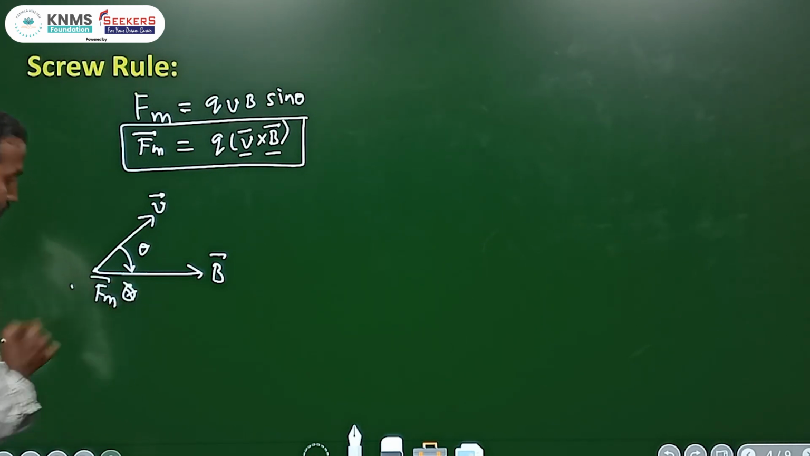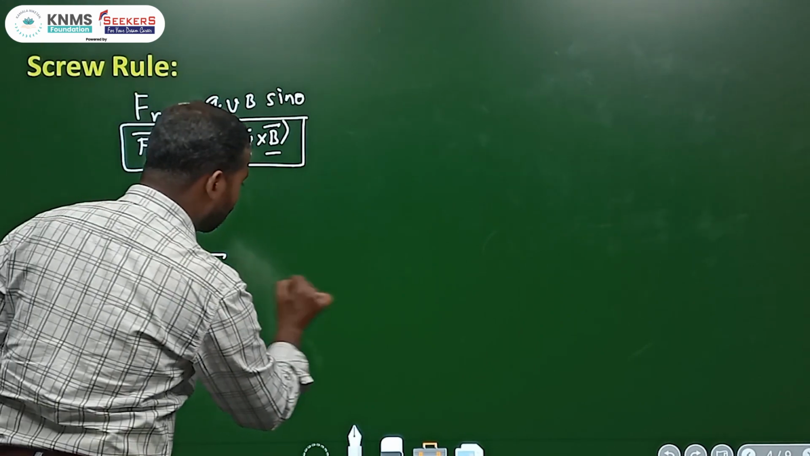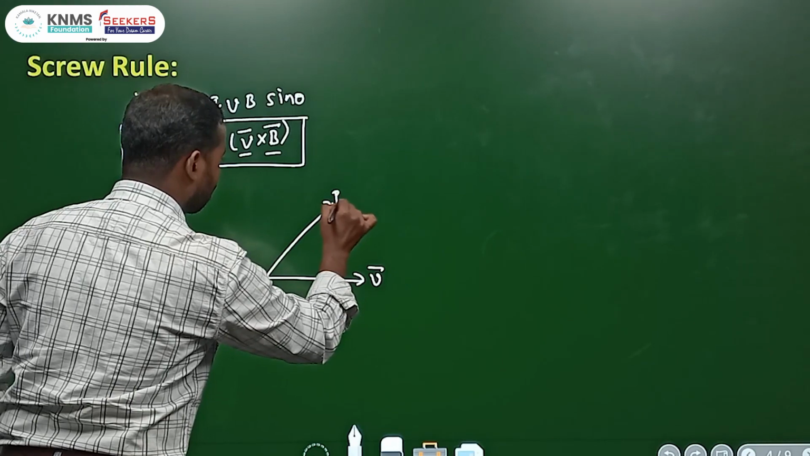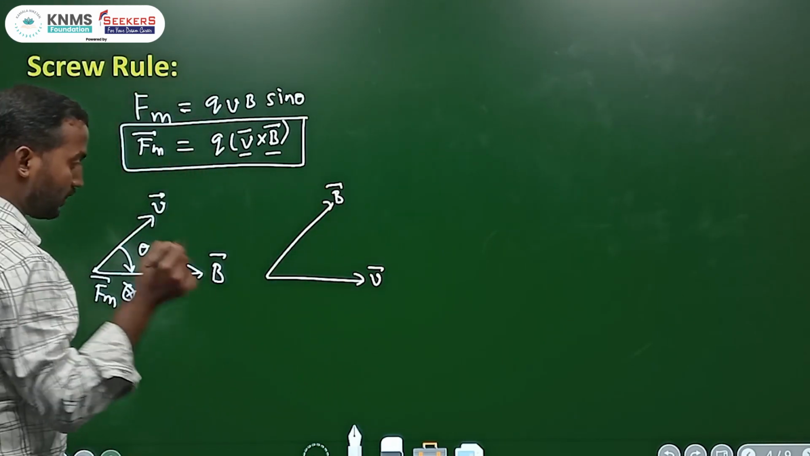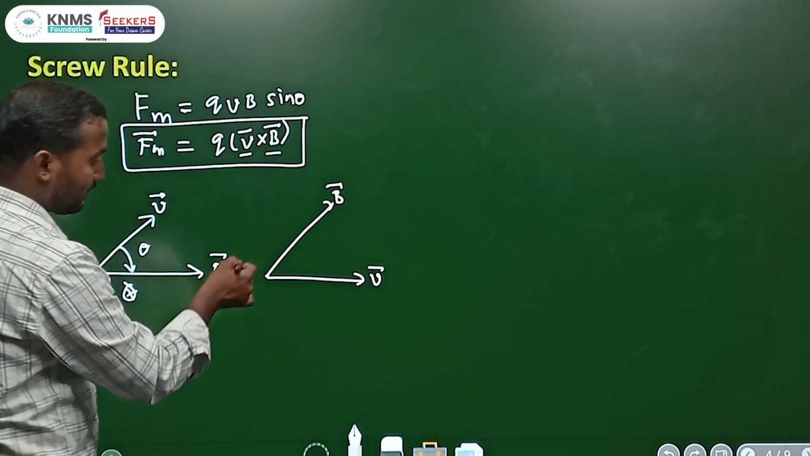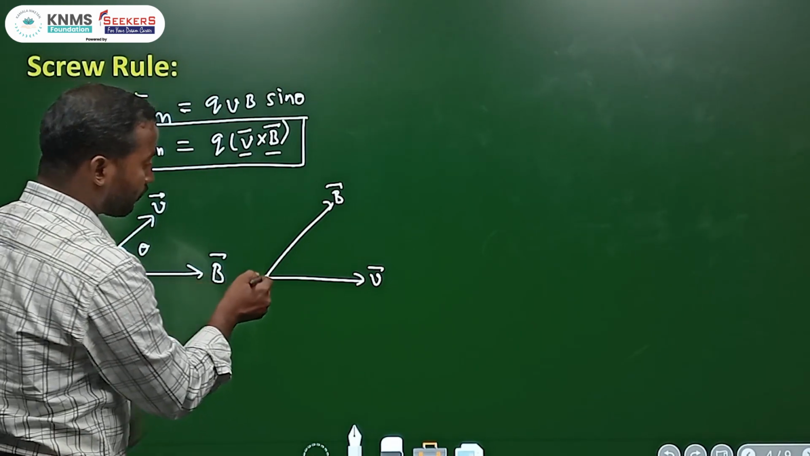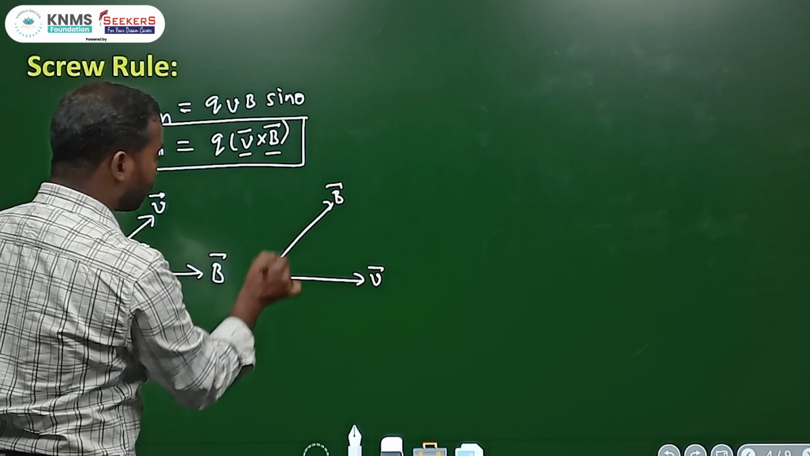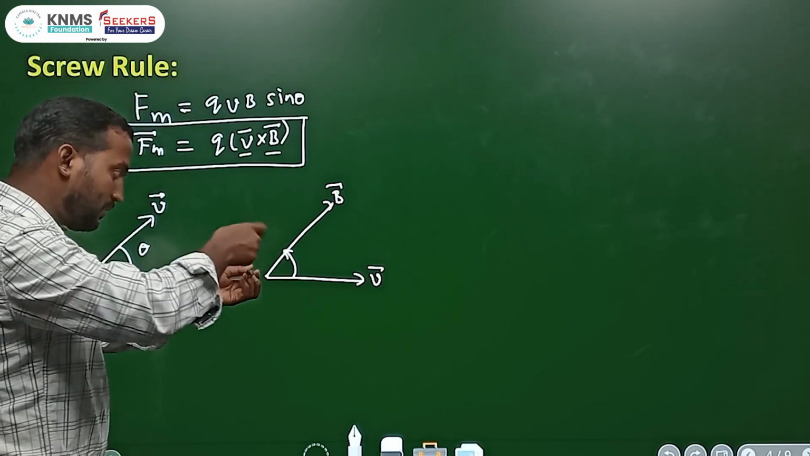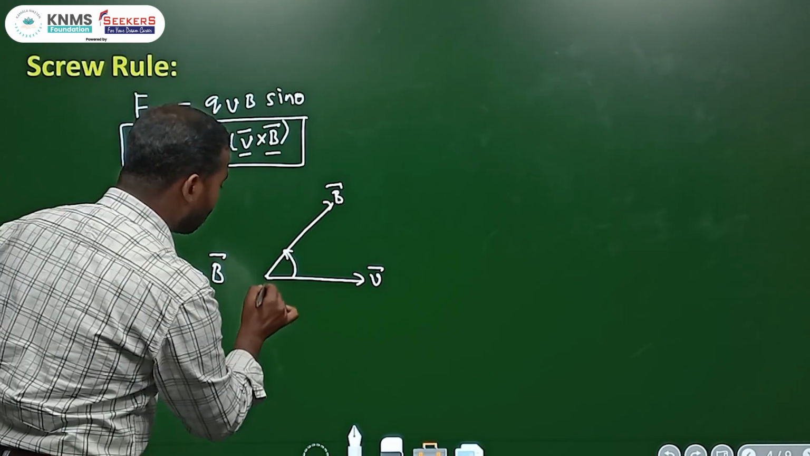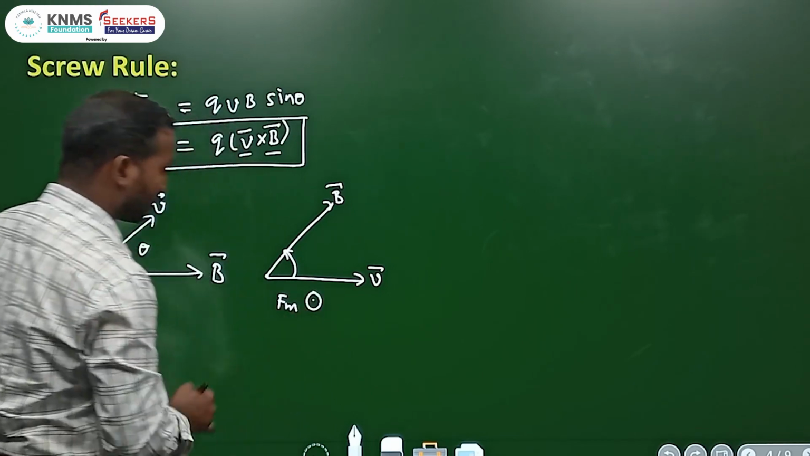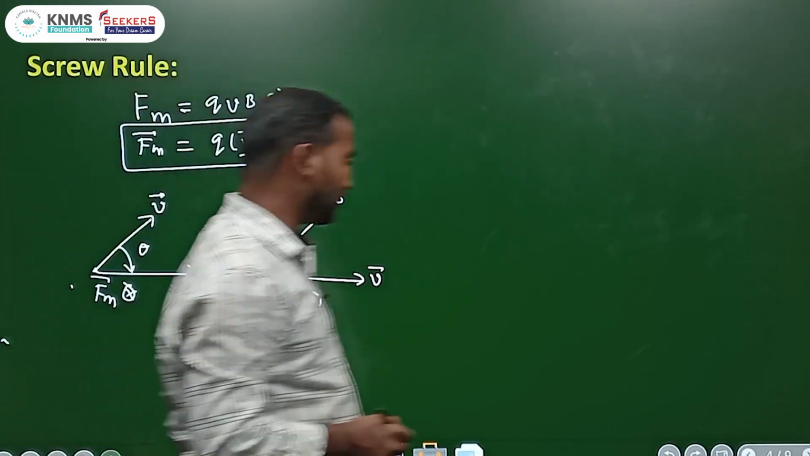into the plane. Similarly, if I take velocity in this direction and magnetic field in this direction, now what did I say? You have to take the screw and keep it at the location where both these tails are meeting, and then rotate the screw from the first vector to the second vector, V to B. Rotate like this, then the screw will be rotating like this. That means it will be coming out. Therefore, the magnetic force direction will be outwards. So that's how you can use the screw rule.